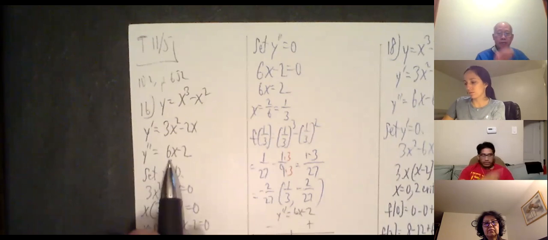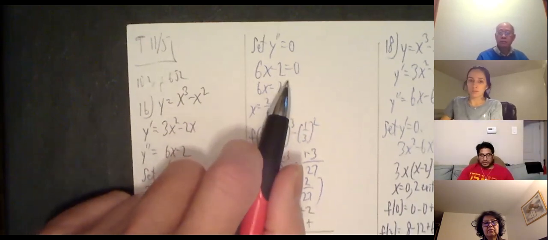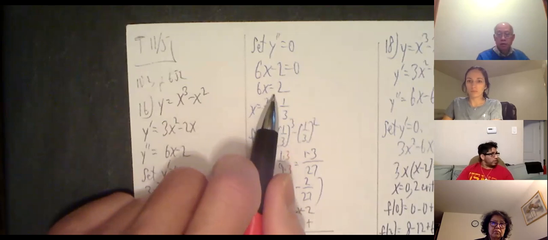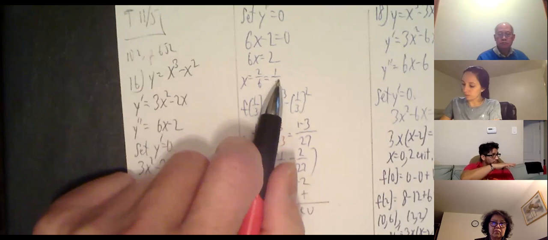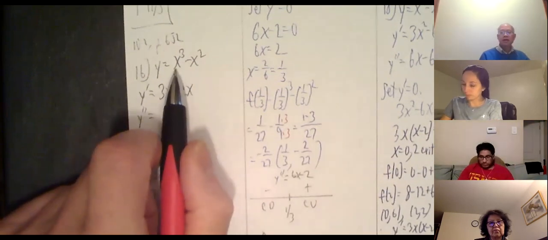So where was my y double prime? Right here. 6x minus 2. Set it equal to 0. It's going to be a fraction. Add 2. Divide by 6. So x is 2/6, which is 1/3. Plug back in. Not nice.